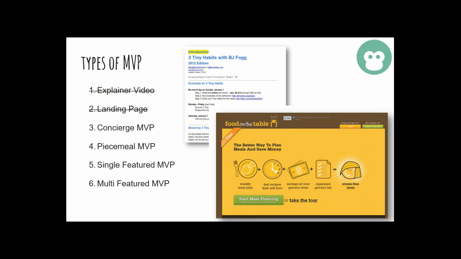It doesn't really need explaining. You launch with one single feature that people have to use, just to prove something quickly. And then you've got multi-featured, where we'd always say your multi-featured should be no more than 3 or 4 features, because otherwise it's not an MVP, you're just building an entire product and saying build it and they'll come. I think we're almost done.